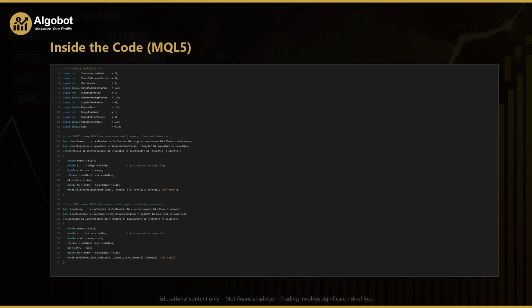Short rejection checks that the upper wick is at least the wick factor times the body, and that the upper wick is bigger than the lower wick. When both are true, plus any optional filters, the code sets the entry at the bid, places the stop just above the swept high, computes the risk, and sets the take profit at the reward to risk multiple below entry. Then trade.Sell sends the order.